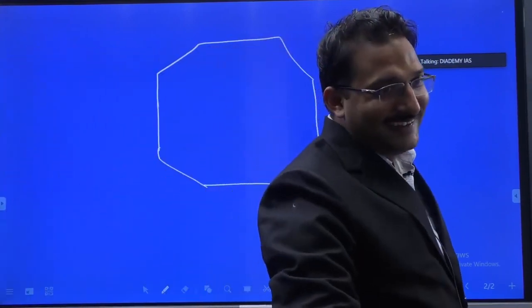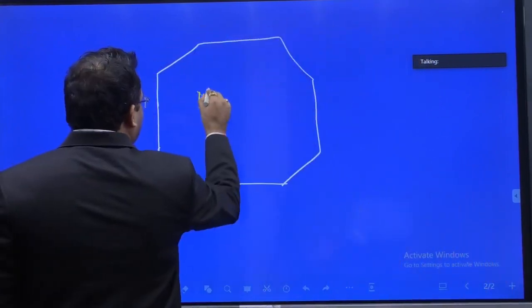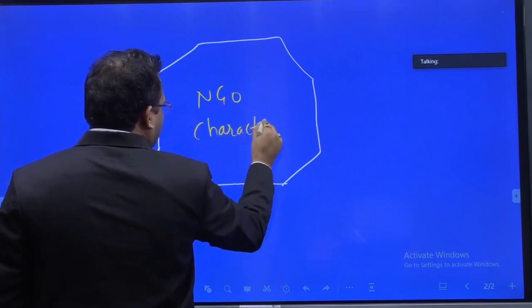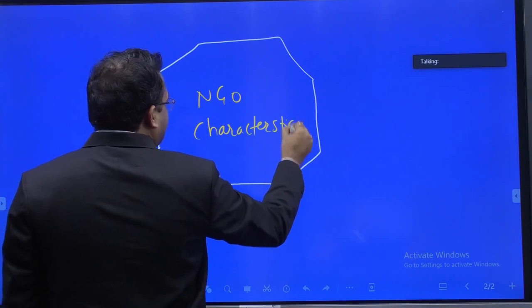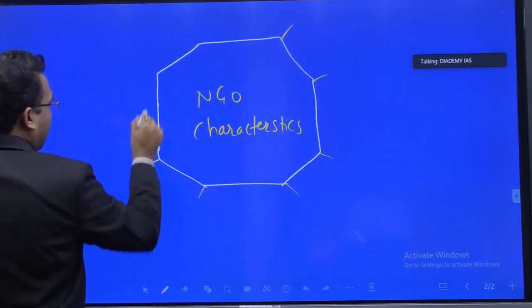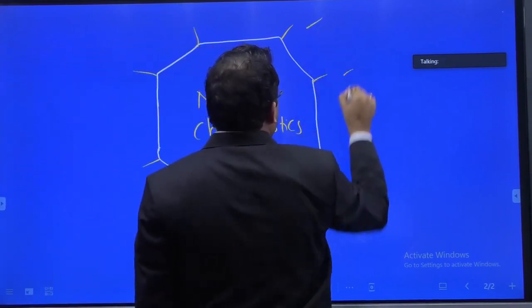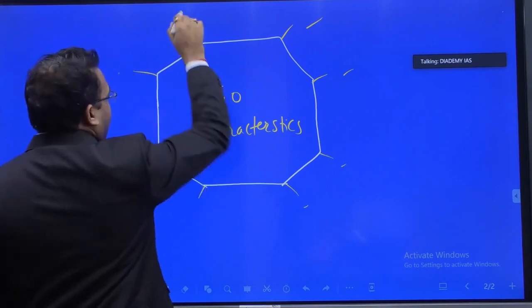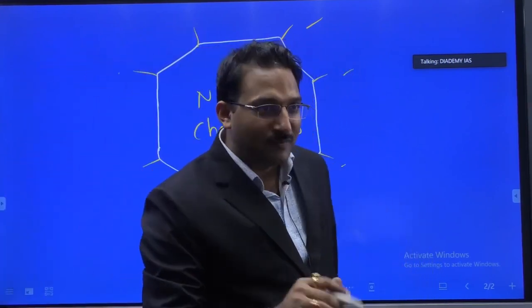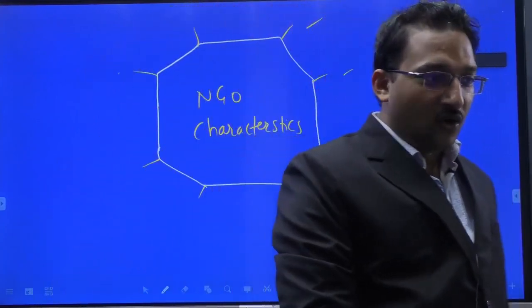I'm just trying, okay? NGO characteristics. Yes, absolutely, we can use it for NGO characteristics. We can make small arrows, spokes, and then 1, 2, 3, 4, 5, 6, 7, 8. Simple. Try and practice it. Financial inclusion benefit, Anshul, very good. We can use it for explaining COVID-19 symptoms. Jyoti, very good.